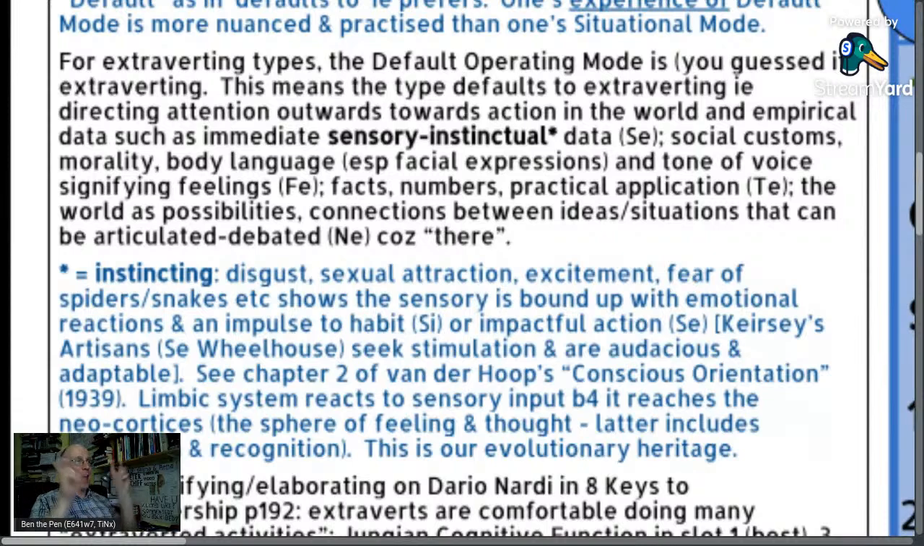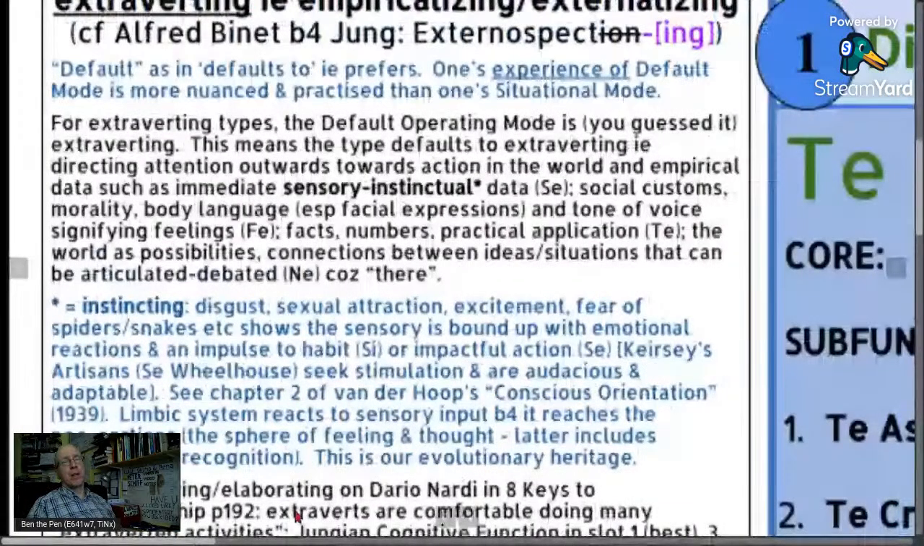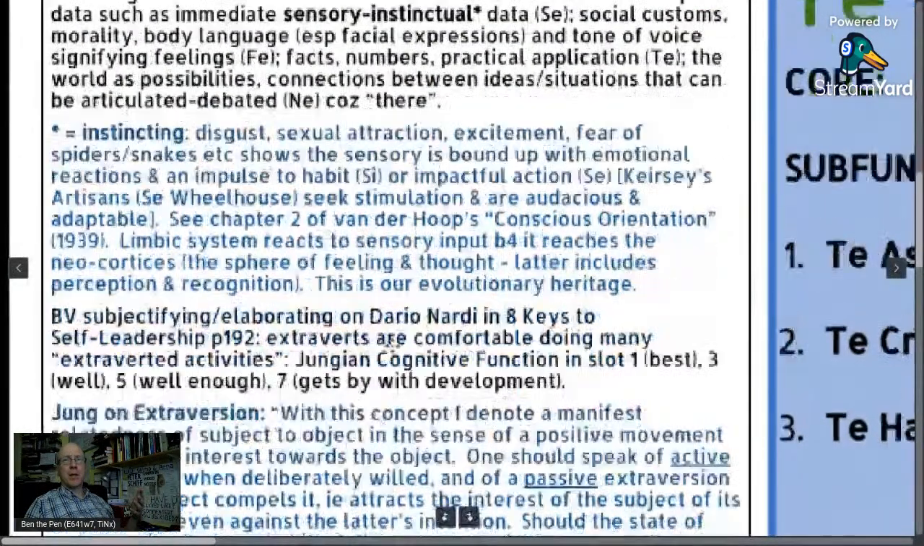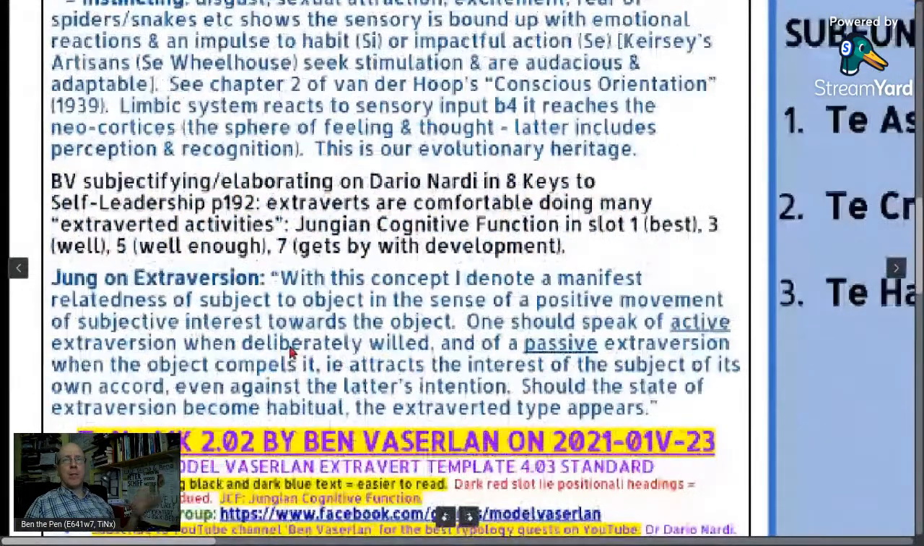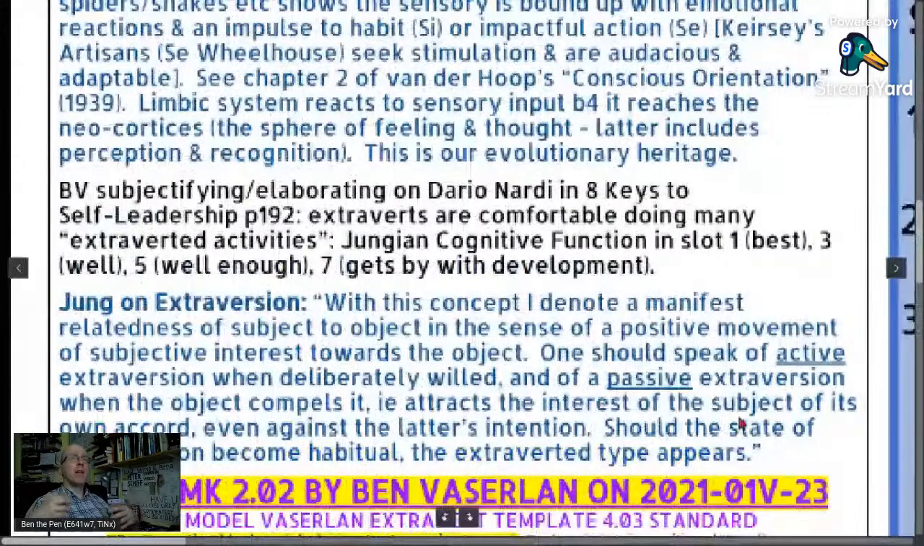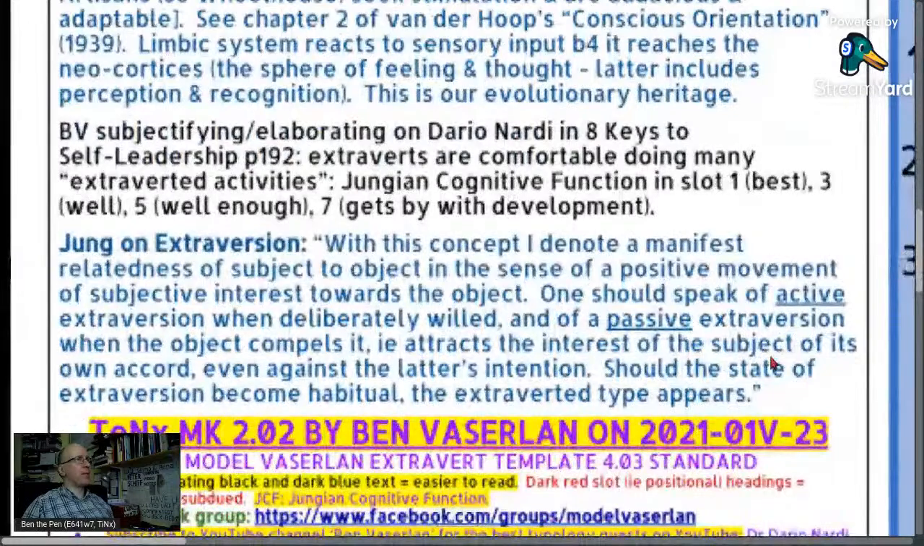And then instincting. Sensory instinctual data. Discuss sexual attraction, excitement, fear of snakes, spine, all show up bound up with the sensory. Yeah, you can read that. And then here, in the extrovert, the extroversion is active rather than passive. It is active rather than passive.